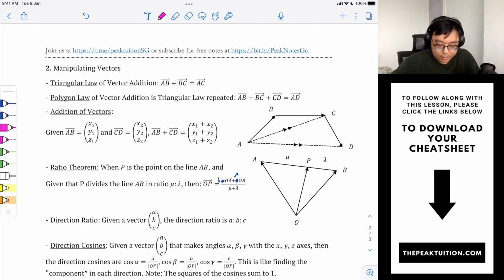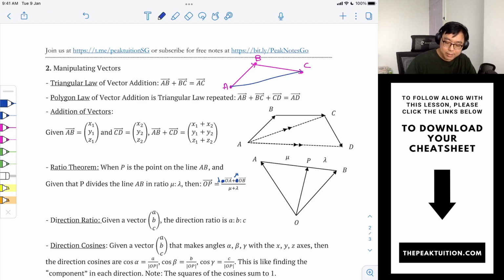When we have two vectors, we can just add them up like this. So here is point A, point B, and let's say we have point C. Then when we add them up, the resultant vector is simply when we join A to C. There's the outcome. You notice this forms a triangle, and that's why it's called the triangular law of vector addition. When we have multiple vectors that we want to add together, we can just extend from there.